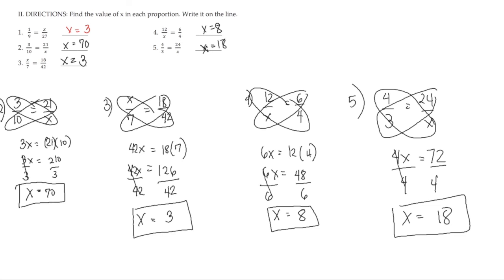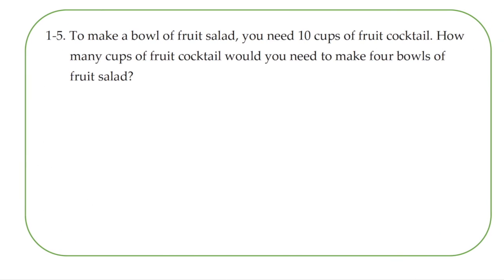None? Okay. So, let's move on to the word problem part. So, let's read the problem. To make a bowl of fruit salad, you need 10 cups of fruit cocktail. How many cups of fruit cocktail would you need to make 4 bowls of fruit salad? So, here, isusulat lang natin siya kung paano yung magiging ratio nila. So, dito, to make a bowl, ibig sabihin, 1 lang yan. So, bowl 2. So, let's use the colon 1.